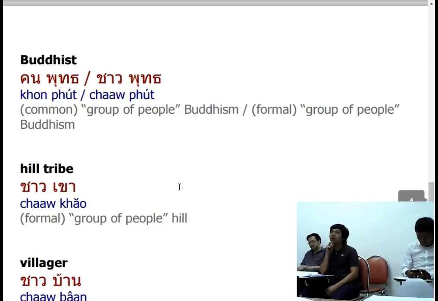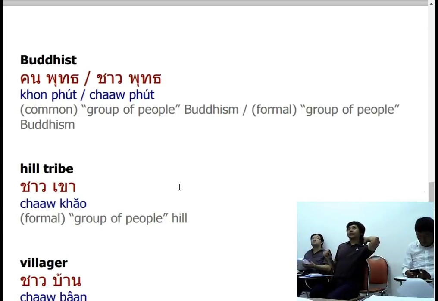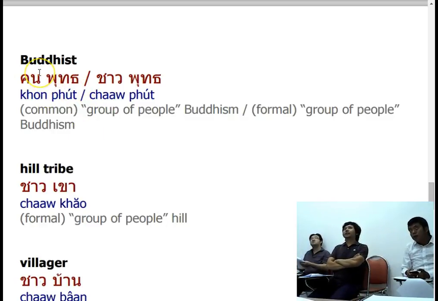Okay, so next page. Buddhist. There we go. You've got very good pronunciation. Break it up with the two D's. You've got two D's there. Actually, the H is quiet. Buddhist. Very good. Group of people. Buddhism.